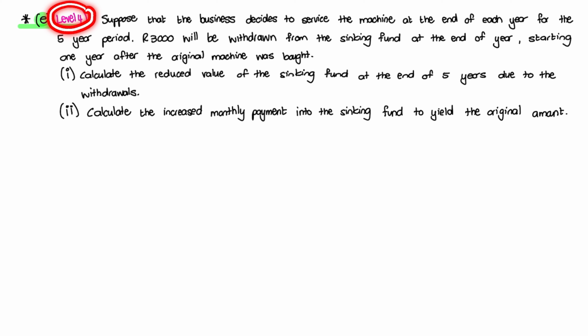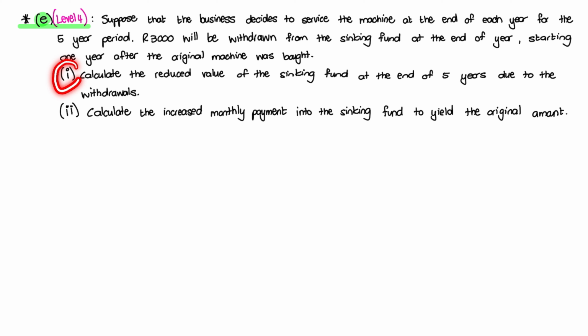A level 4 question means it is a problem-solving question, and normally the one that students struggle with or tend to leave out. But let's work through it. It says, suppose that the business decides to service the machine at the end of each year for the period of 5 years. 3,000 Rand will be withdrawn from the sinking fund at the end of the year, starting 1 year after the original machine was bought.